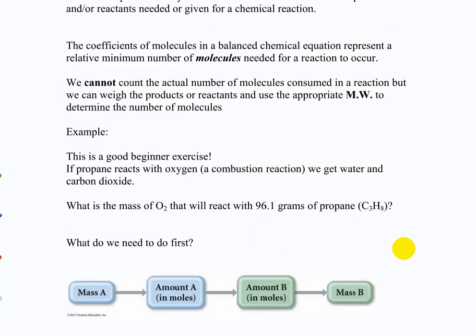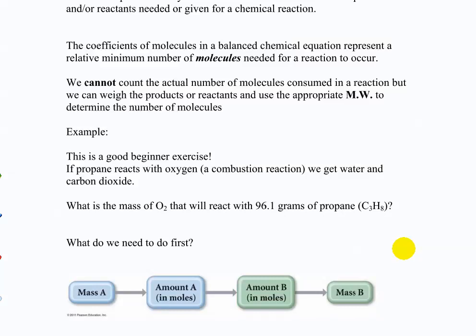Ideally, we would count the molecules. We would count each molecule that goes in, and we would count each molecule that comes out, and that would give us a perfect idea of what went in and what went out. We can't do that because molecules are tiny and there's lots of them, and it would be impossibly hard to count. So we use mass as a proxy.